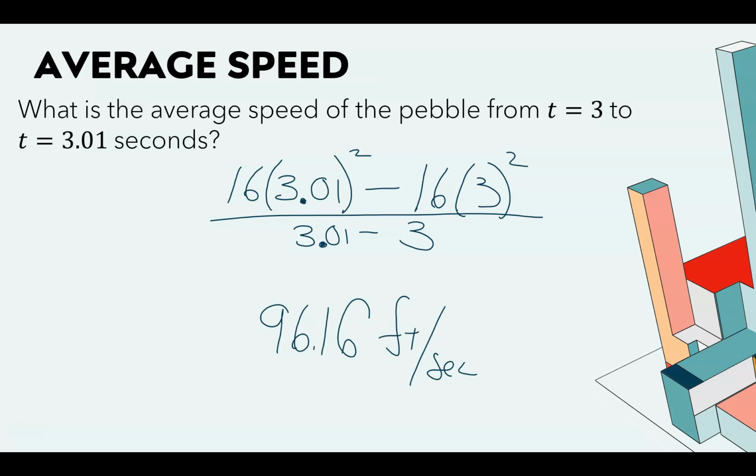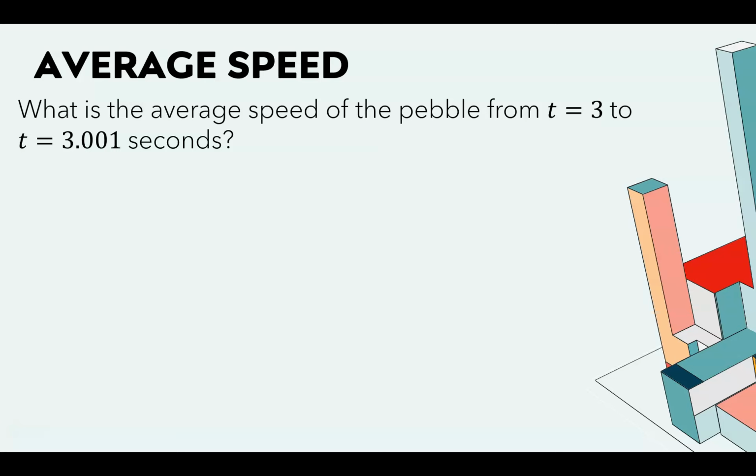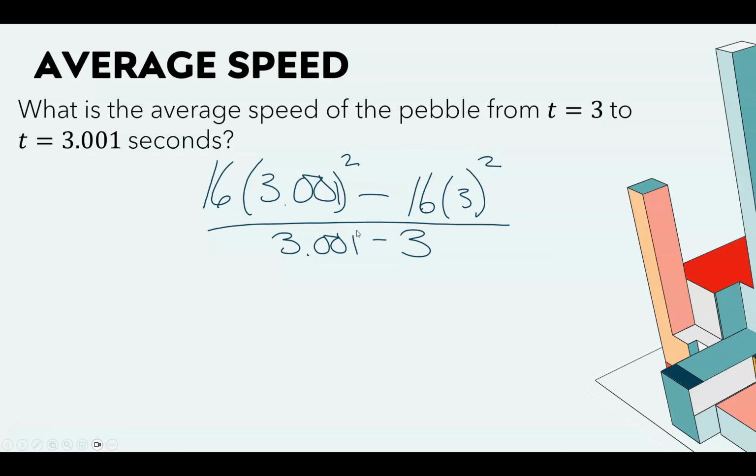So we get 96.16 feet per second. If you can see where we're going, you know what I'm going to ask you next. We're going to find the average speed of the pebble from t equals 3 to t equals 3.001, which is 16 times 3.001 squared minus 16 times 3 squared over 3.001 minus 3.